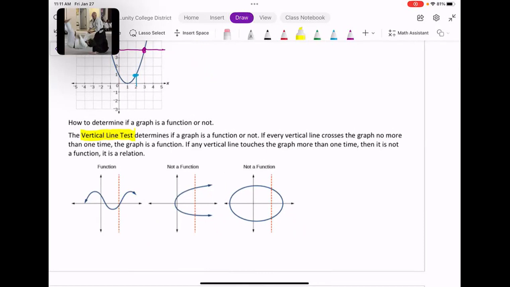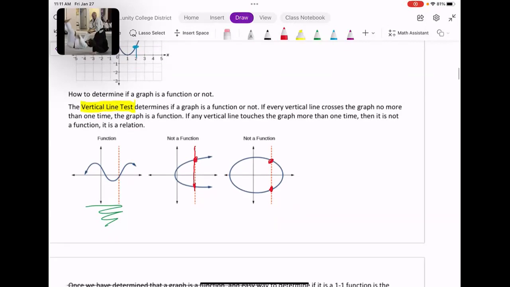And you can see this first one here is a function. Right here, so we got a function here. However, here we have an issue. You can see this is crossing the graph twice, once here and once here. Same with this one, we're crossing twice. So if any vertical line crosses more than once, it's not a function. We would still call it a relation though.